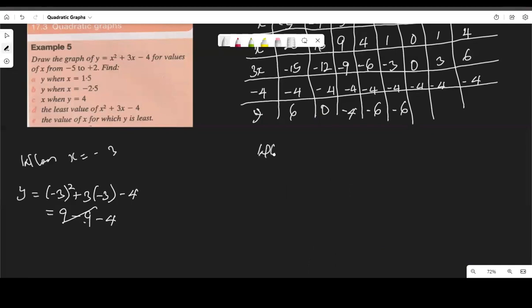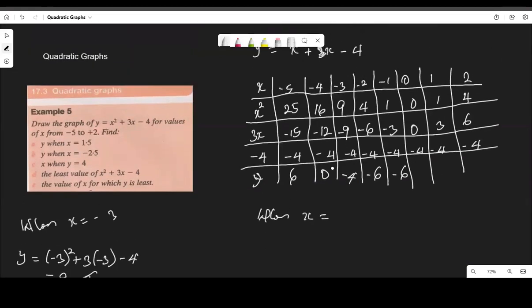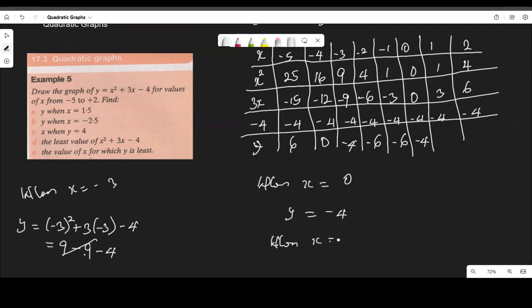And when x is equal to, what is the next value? x is equal to 0, y will be, if I put 0 here, this is 0, so y will be -4. When x is equal to 1, y will be 1 squared plus 3 times 1, which is 3, minus 4. 1 squared is 1, 1 plus 3 is 4. 4 minus 4 is 0.